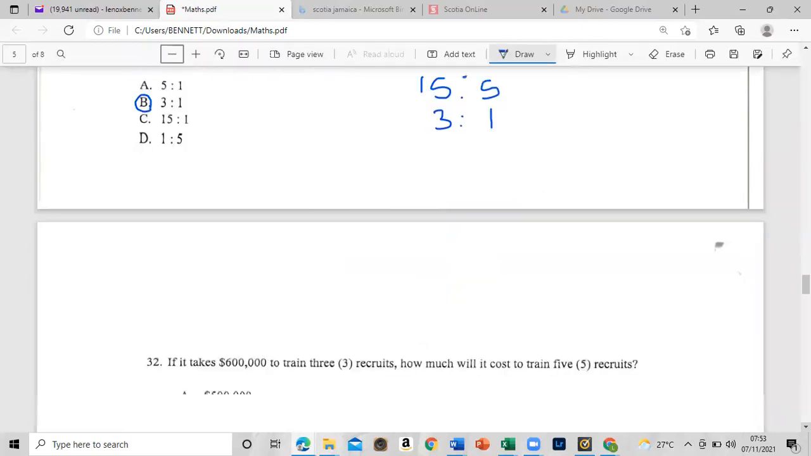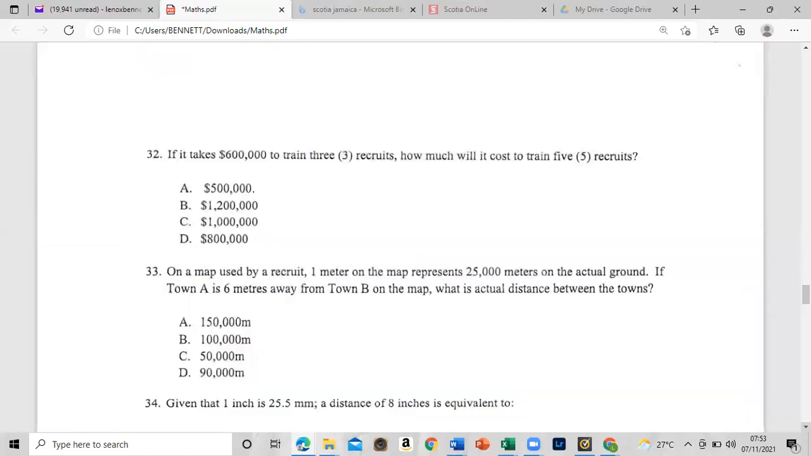All right, so 32. If it takes 600,000 to train 3 recruits, how much would it take to train 5? All right, so we're going to just calculate for 1. So we divide by 3, so we get 200,000 for 1. So think about it, guys. If you take 600,000 for 3 people, 1 of that times 5, so now that's 1 million.